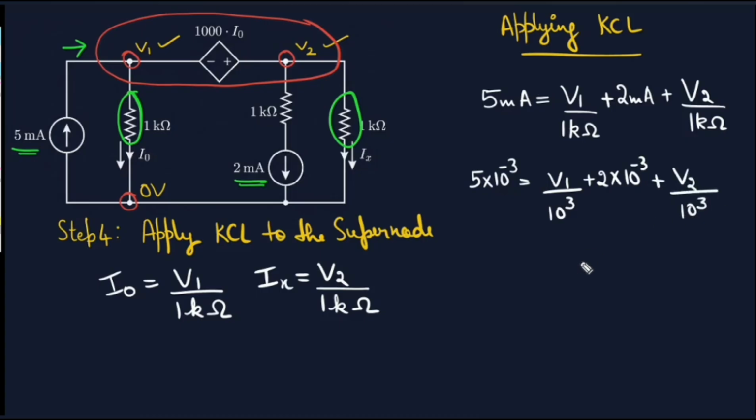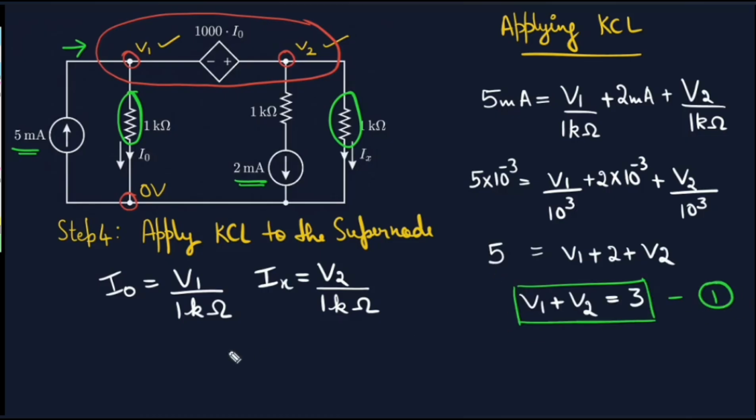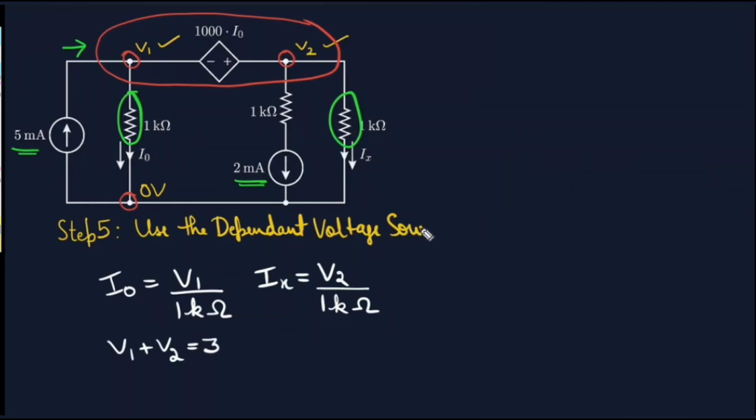10 to the power minus 3 and 10 to the power 3 get cancelled out, because of which we get the new equation, which is 5 equal to V1 plus 2 plus V2, which is V1 plus V2 equal to 3 volts. This is our first equation. Now use the dependent voltage source. Now we need the second equation.